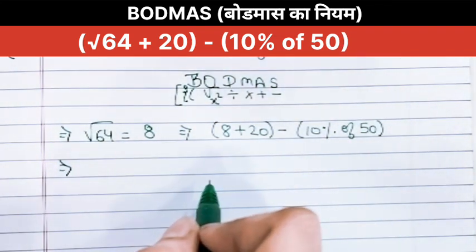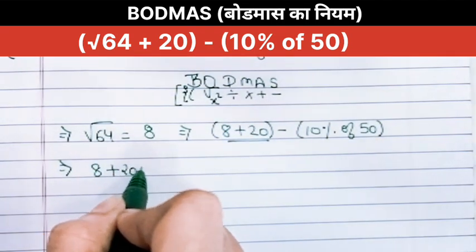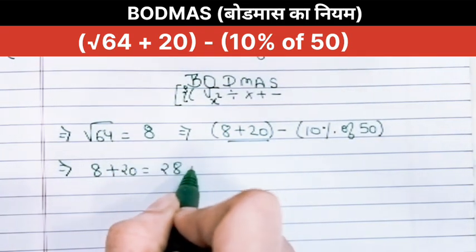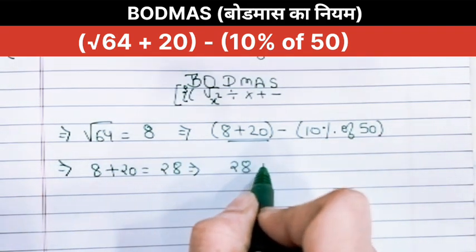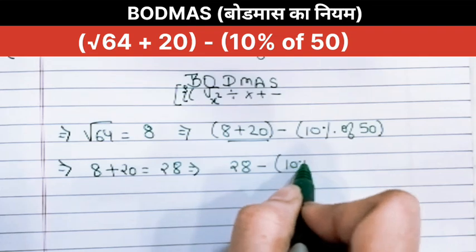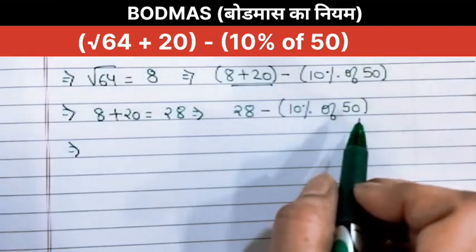According to the next step, complete the first bracket, which is addition. Now 8 plus 20 is equal to 28. According to this step, this completely clears the first bracket, and now the current expression becomes 28 minus 10% of 50. Move to the next step.